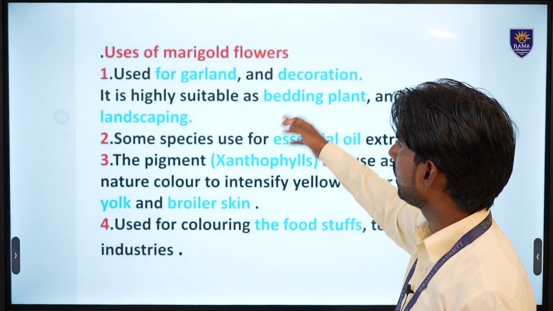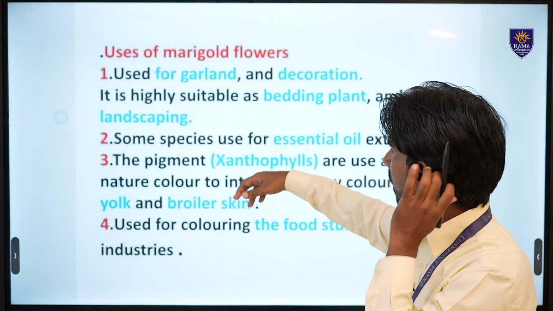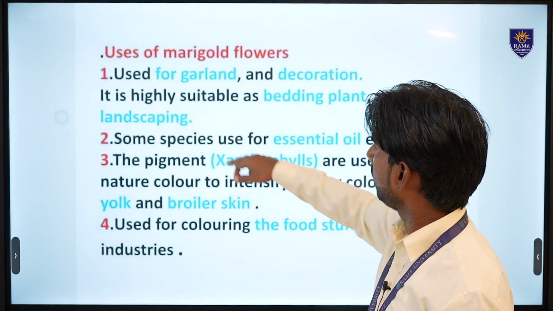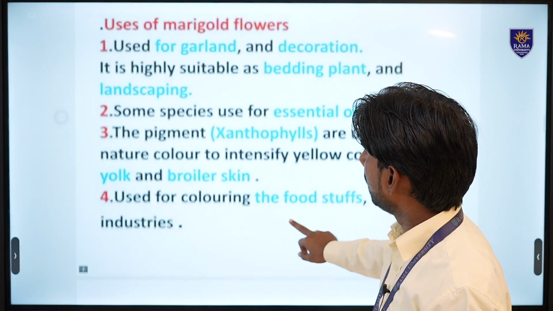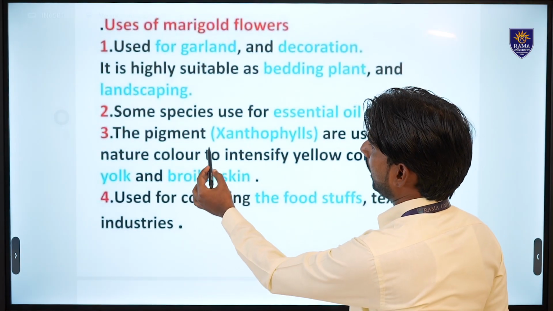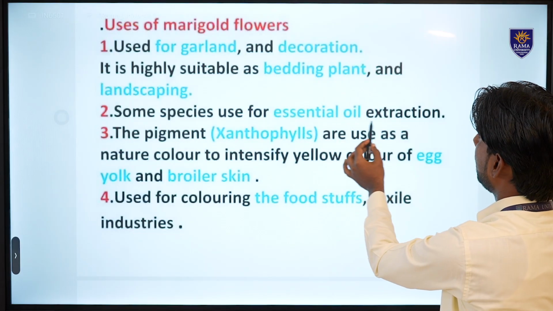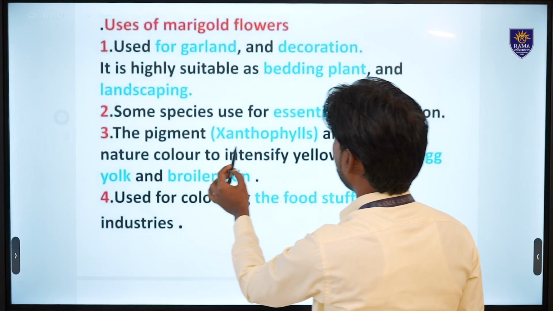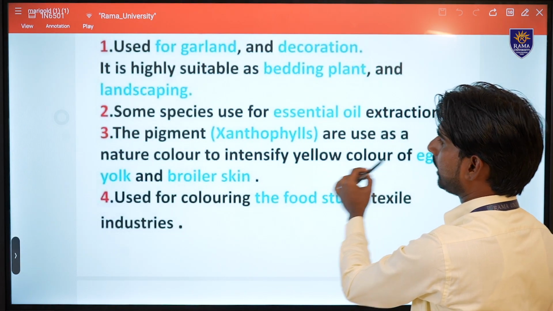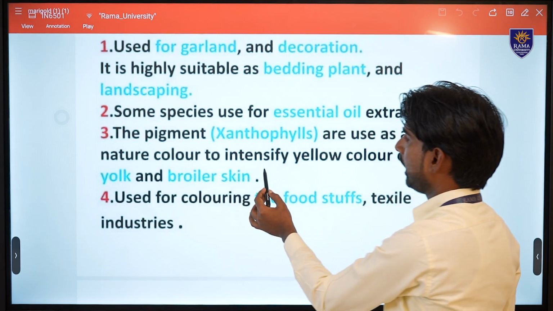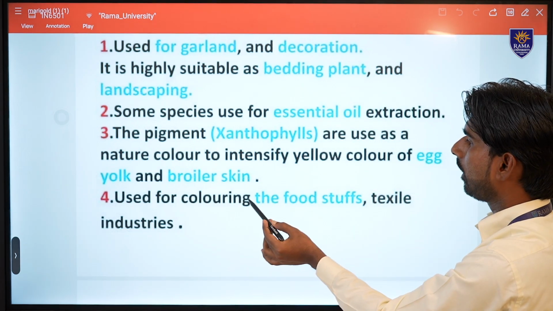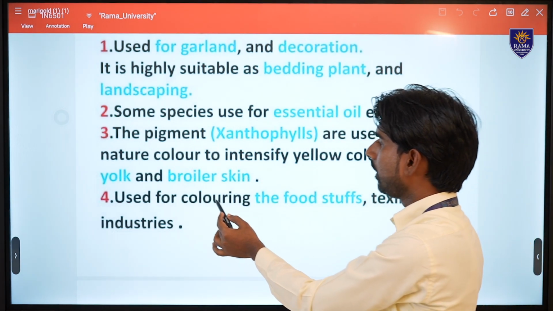Uses of marigold flowers we discussed above in the slide. The second importance of marigold is that some species are used for essential oil extraction. The pigment xanthophyll is used as a natural color to intensify the yellow color of egg yolk and broiler skin.